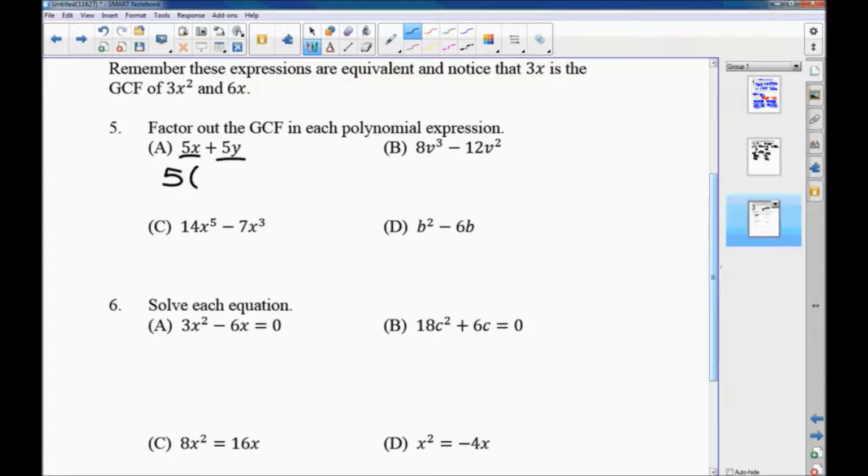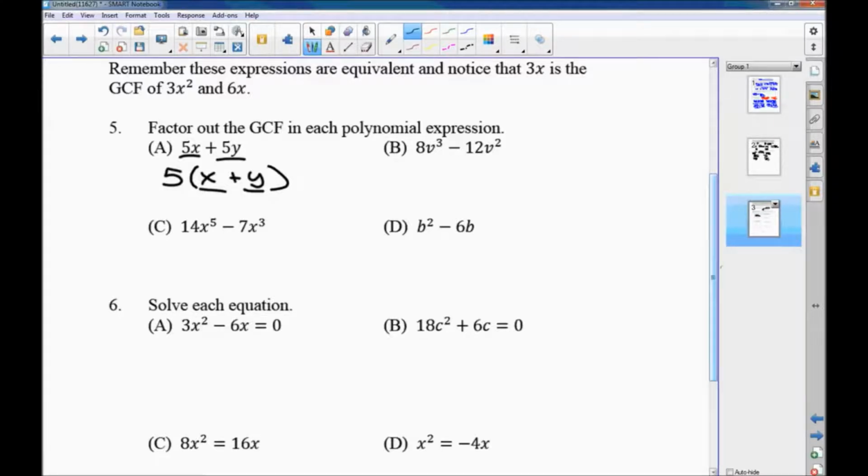So now we think of what got left behind. So 5 times what would make 5x? Well, that first place has to be an x. And then 5 times what would make 5y? Well, that would have to be plus y. So 5 times x is 5x, 5 times y is 5y. Remember, you can always check yourself by redistributing the GCF back in to see if it worked.